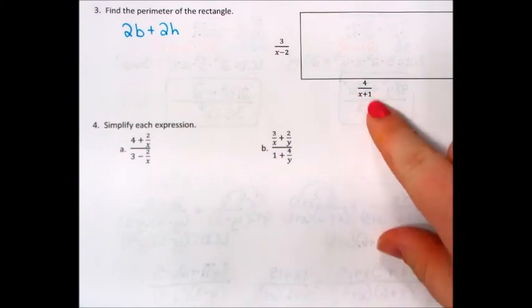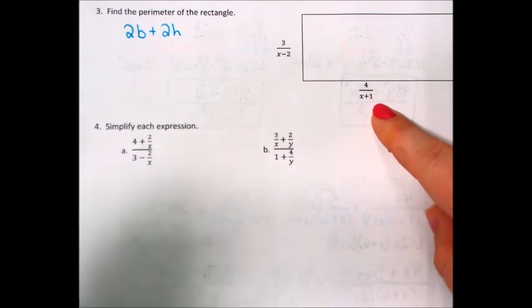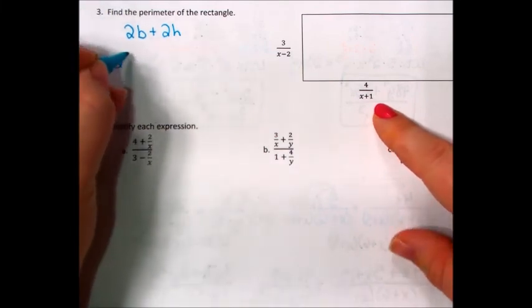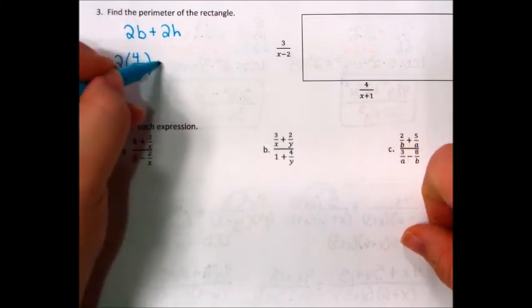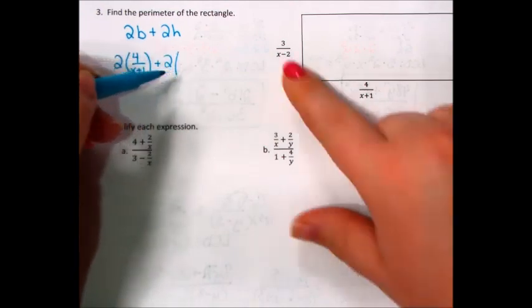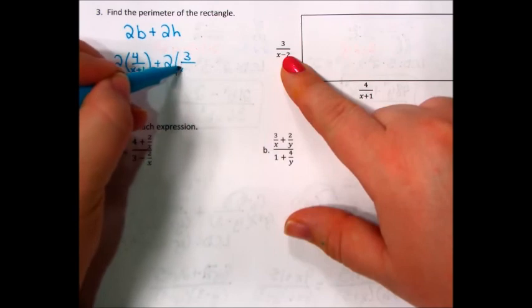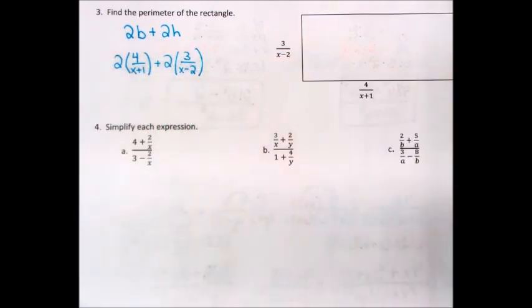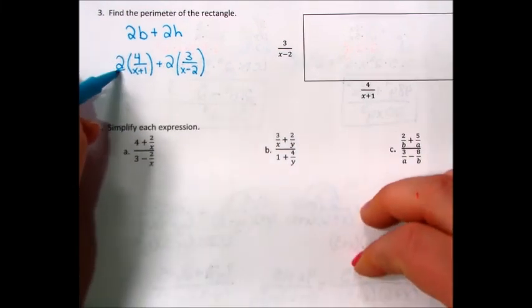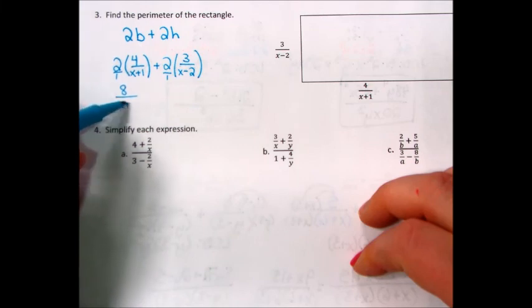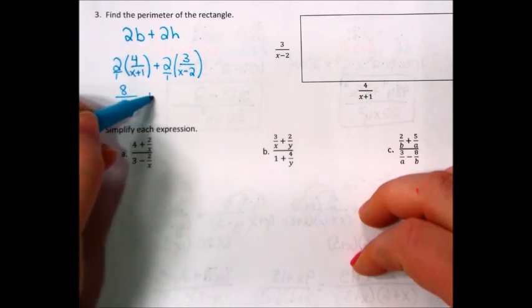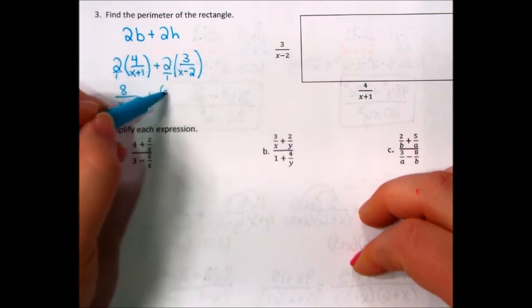So the base here is 4 over x plus 1. So I have 2 times 4 over x plus 1. And 2 times the height, which is 3 over x minus 2. So remember, when we are multiplying, we do not need common denominators. We just multiply the top times the top and the bottom times the bottom. So these two get multiplied together to become 8 over x plus 1. And these two get multiplied together to become 6 over x minus 2.